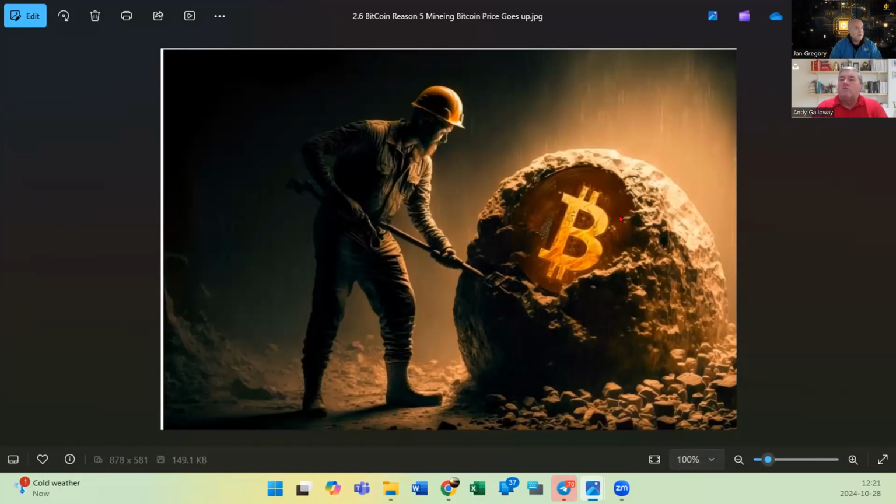The second way to acquire Bitcoin is through goods and services. Let's say that you have a product that you sell, and you get paid in Bitcoin. That's a really great way to acquire Bitcoin. The best way to acquire Bitcoin is by mining it.